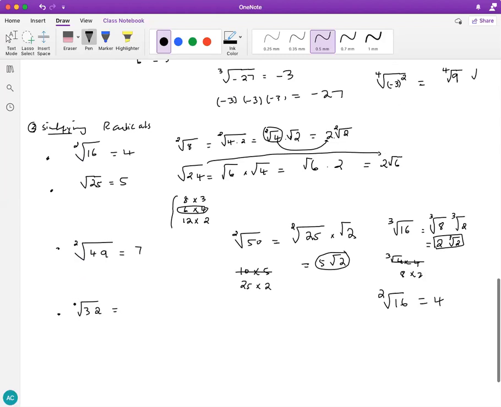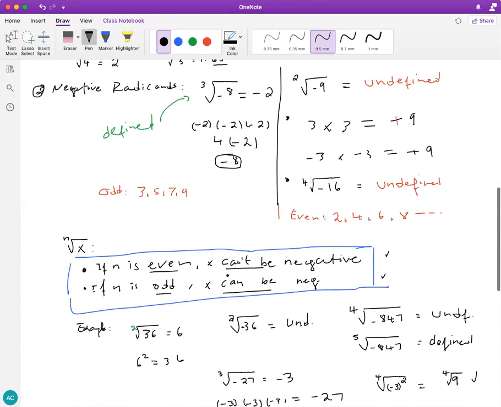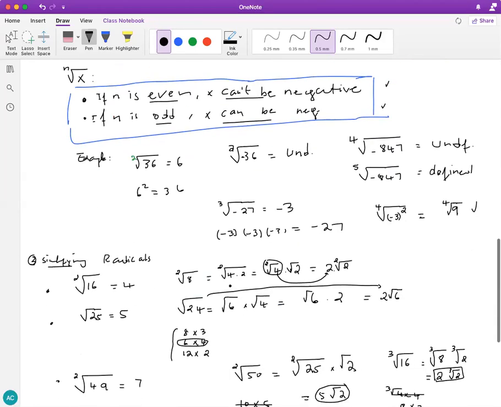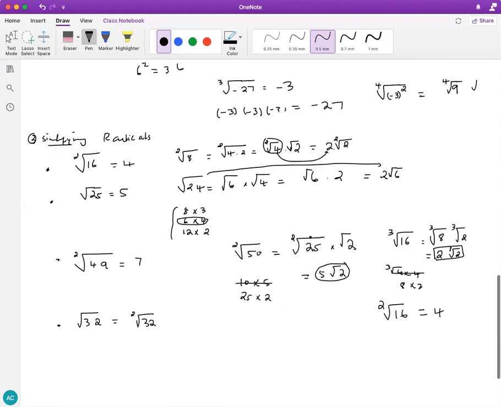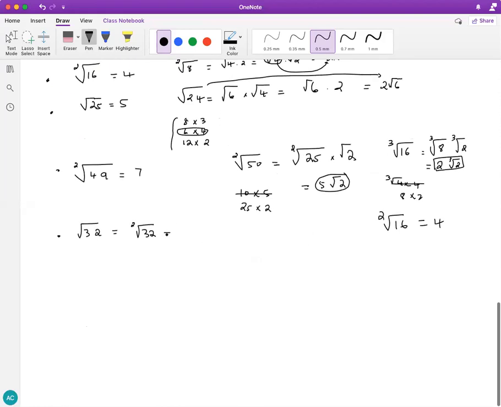That's right. The index is this number here that's invisible. If it's invisible, then it's 2. Otherwise, you write it down. So the index is 2, that means square root. So always identify the index first, because the index is very important, especially when dealing with negatives inside the radical. You want to know your signs. So the index is 2.